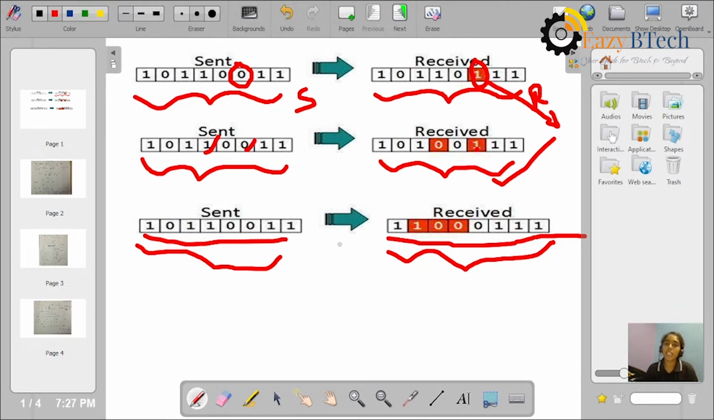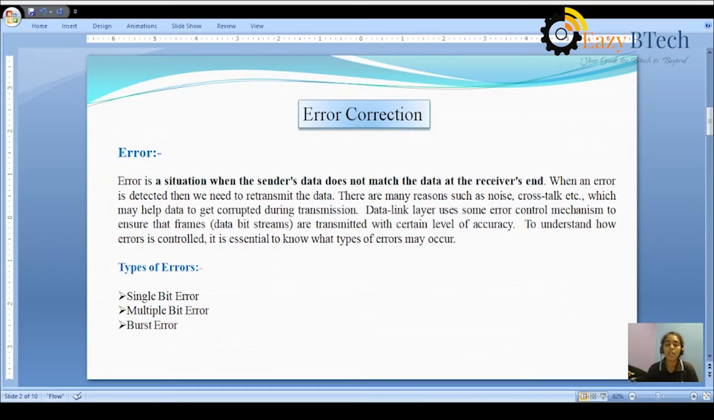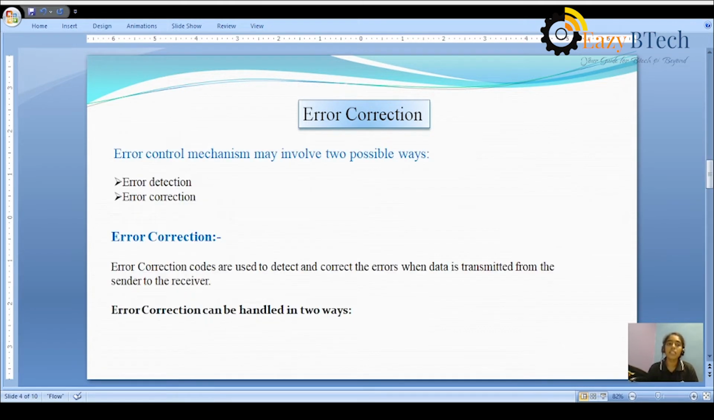So these are the three types of errors that may occur in our data while transmitting the data from source to destination. To reduce or eliminate these types of errors, the error control mechanism introduces two ways: error detection and error correction. Now we are talking about error correction. It is one type of error control mechanism.